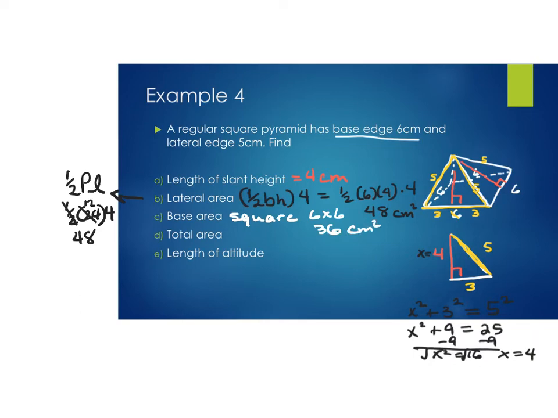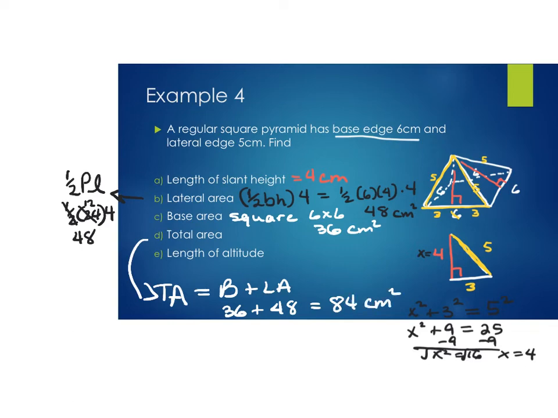For the total area, and I'll do it down here, total area is equal to the area of the base plus the lateral area. Well, I just did the base area. It was 36. My lateral area is 48. I'll add those two, and I get 84 centimeters squared.